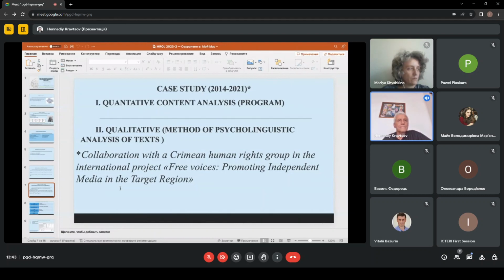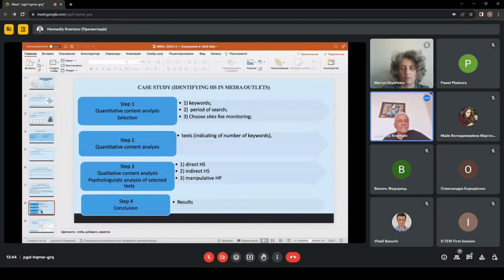And the analyst of the Crimean Human Rights Group was the developer of the content analysis program that was made on the base of the Python language. So altogether, the case study consists of 4 steps. The first step is preparation for quantitative content analysis: the selection of keywords, the choice of the search period, and choosing sites for monitoring. And step 2 is quantitative content analysis.